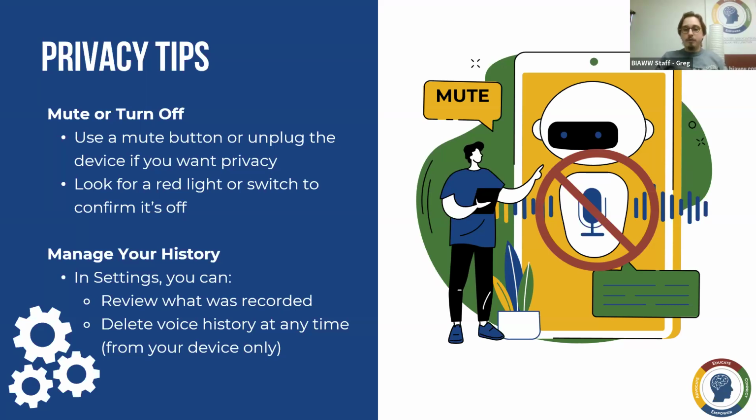On some devices you can review the history. This will be different for each device, but oftentimes your phone will have an app that connects to that assistant. In the settings of the app, you can see what was recorded and you can delete your voice history at any time. Deleting your voice history deletes it just from your device. It doesn't delete the recording that the company has, so they may still retain it. So that's an important thing to keep in mind: once you talk to it, it is kind of semi-permanent, and the company will always have access to that recording.